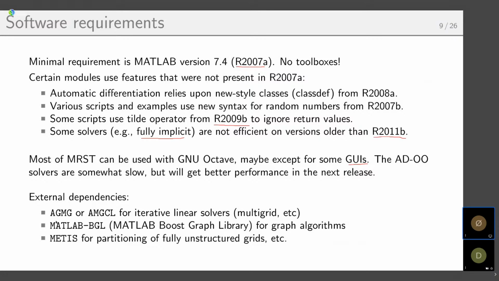There are a few external dependencies that you may need if you're using some parts of the toolbox. Some iterative linear solvers would require you to have AGMG or AMGCL. These are algebraic multigrid solvers, compiled for higher performance. And then there are a few dependencies for graph partitioning. That's the MATLAB Boost graph library and METIS for partitioning of fully unstructured grids.